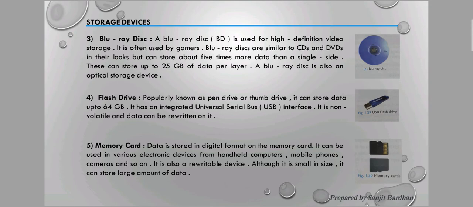Next is memory card. Memory card data is stored in digital format on the memory card. It can be used in various electronic devices such as handheld computers, mobile phones, cameras, and so on. It is also a rewritable device, and although it is small in size, it can store a large amount of data. That means nowadays a memory card can have a capacity of up to 512 GB. Okay, these are the storage devices.